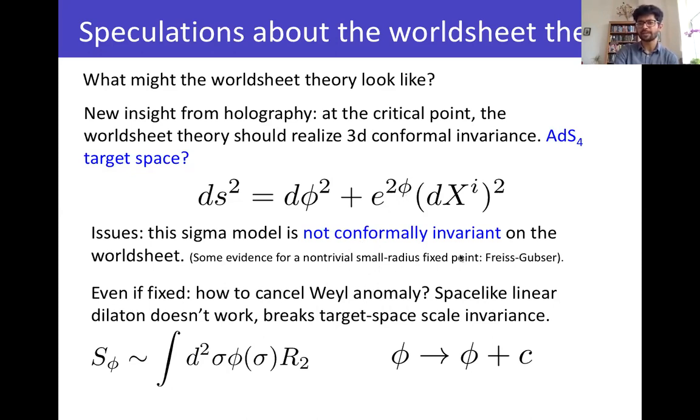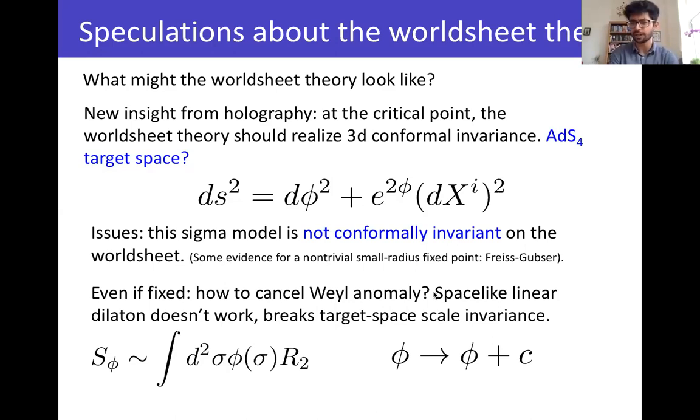It turns out there's some evidence that there's a non-trivial small radius fixed point with this target space. And if that's the case, that would make sense because there'd be a very, very stringy AdS4 that maybe is the right thing to describe a strongly coupled field theory with no hierarchies in it. But you know, even if you fix that, this is confusing.